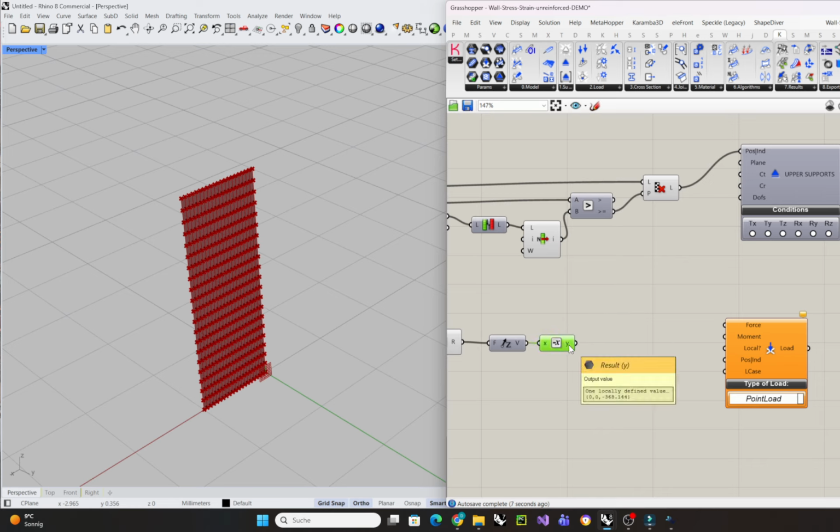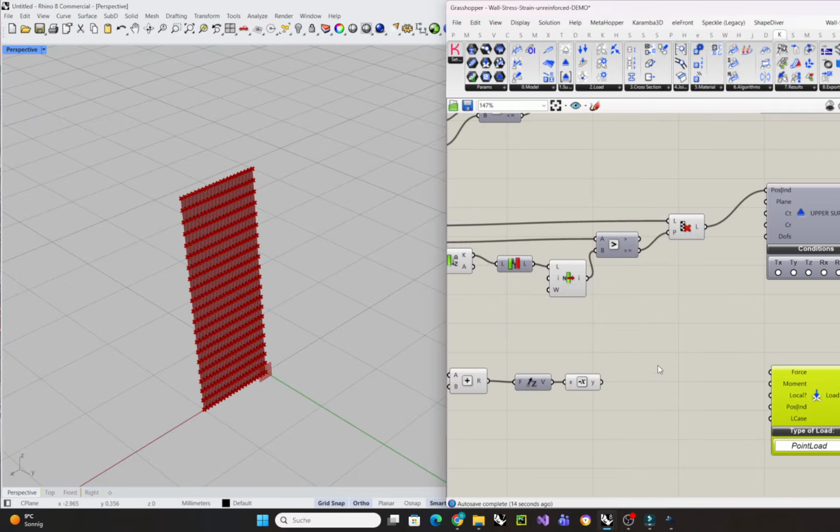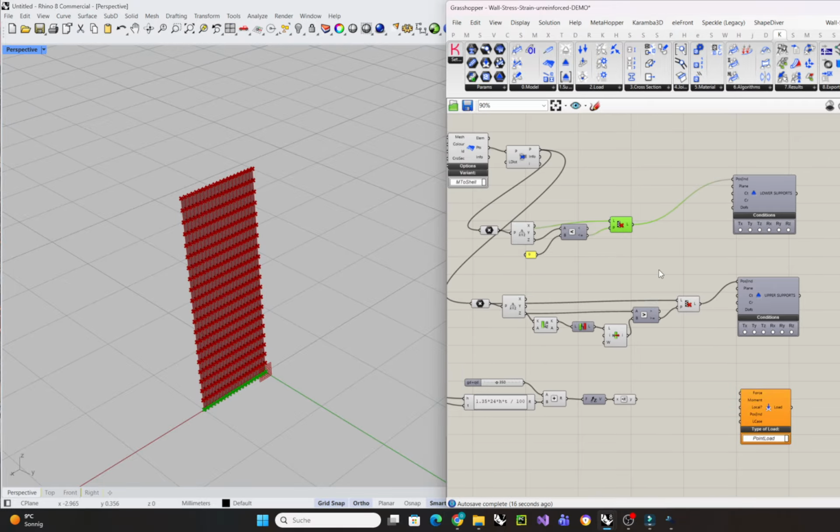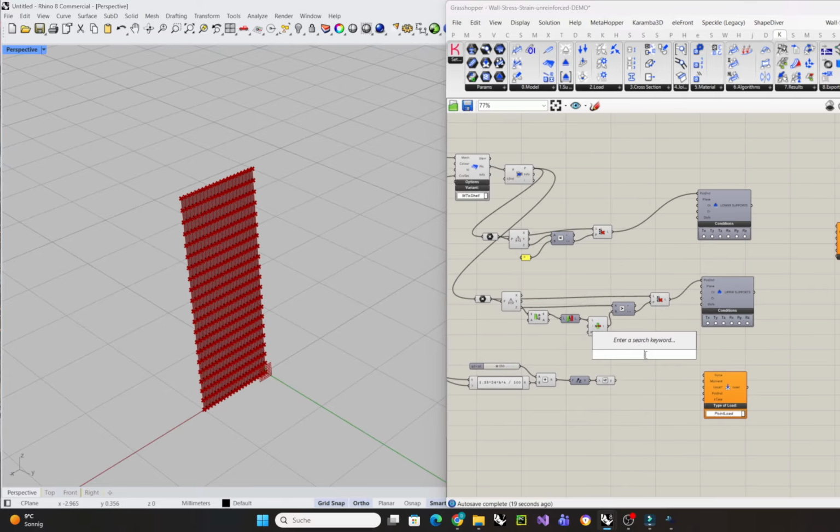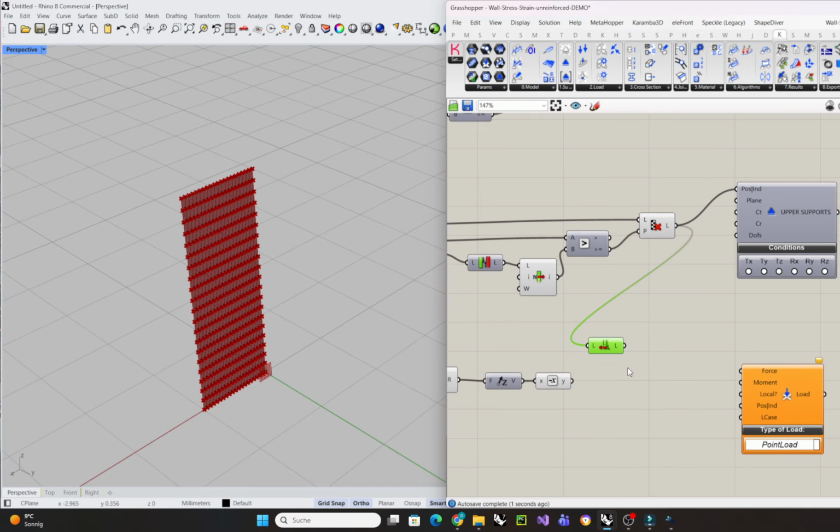And because this wall is big and the load will be distributed between all of the points, I want the length of my top points list, dividing the load by the count. So I have in minus Z minus 17 as force in kilonewton.